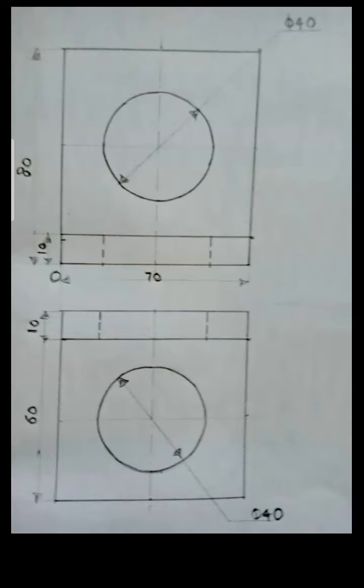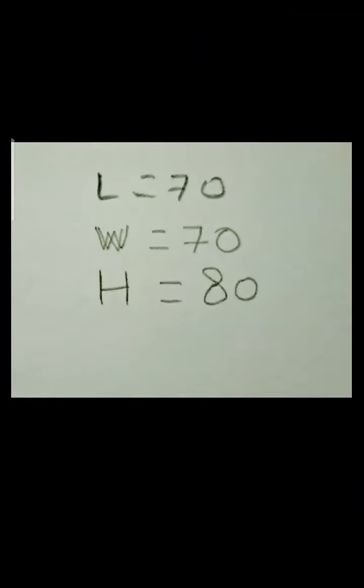And there are two circles. The first circle is on the front plane, that is a vertical plane, and the second circle is on the top plane, that is a horizontal plane here. So here what are the dimensions? Length of the object is 70 mm, width is 70 mm, and height of the object is 80 mm. So note down these dimensions. Fine. Now we proceed here.